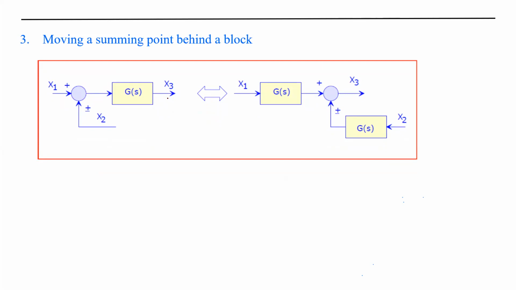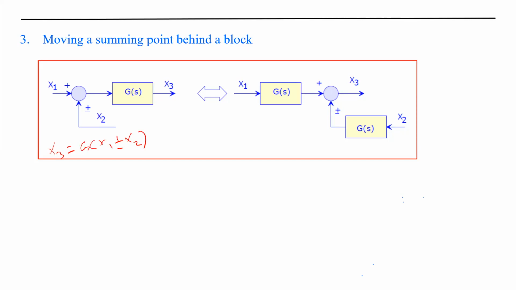What we want to do, look, we want to keep the relationship between the signals the same, regardless of the manipulation. For example, in here, what's x3 equal to? x1 plus or minus x2 multiplied by G(s). G times (x1 plus or minus x2).